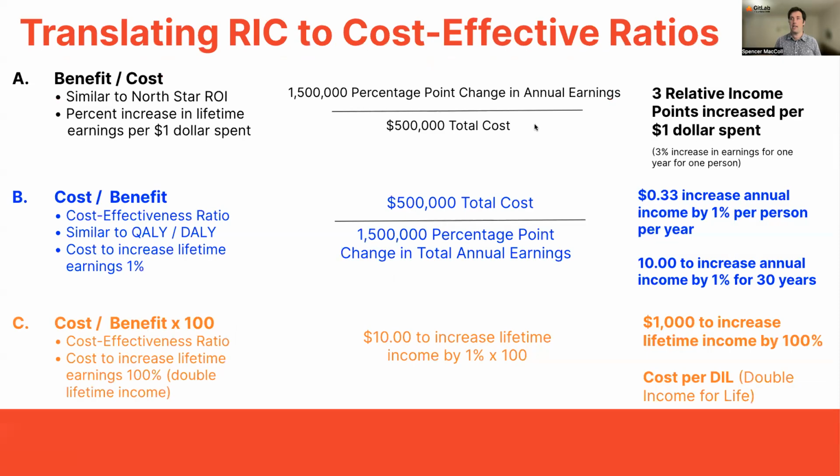Now, how do we translate that into a threshold? There's kind of three ways we can look at the threshold. And the first one is our standard North Star model, which is what is the total benefit that we are seeing per dollar that the foundation is spending.